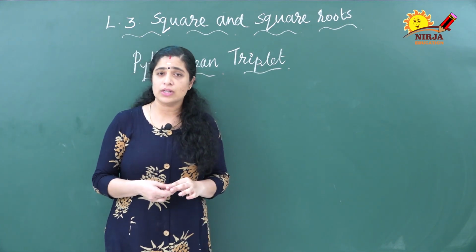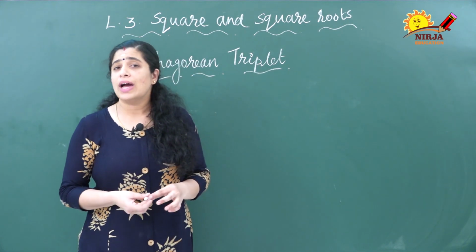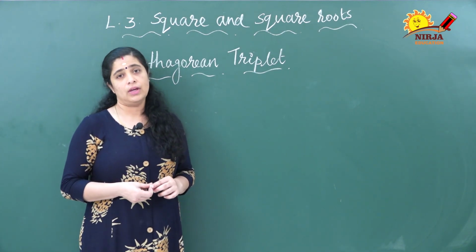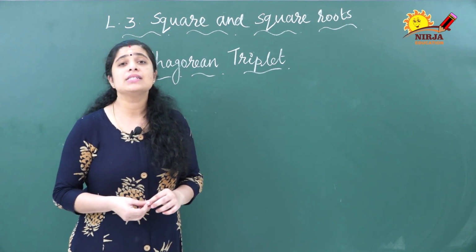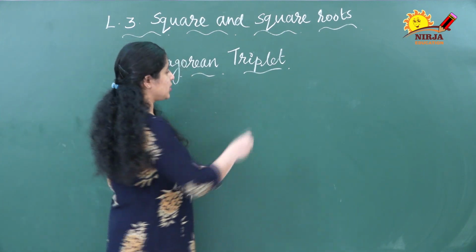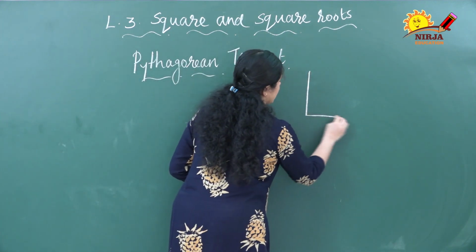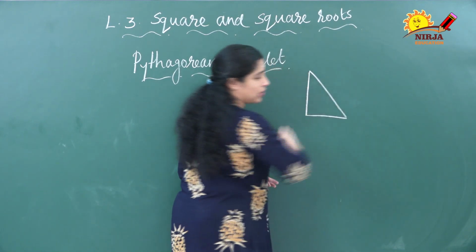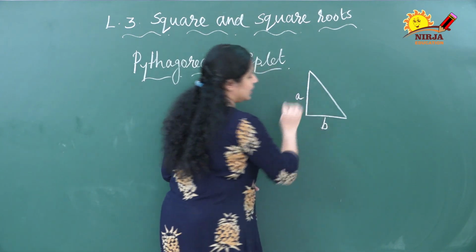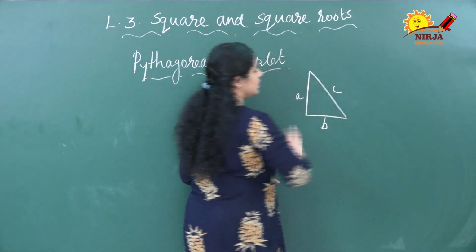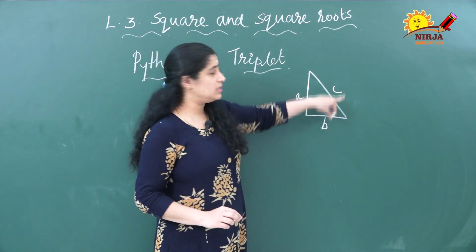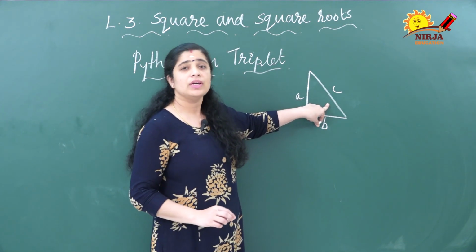Before going to the Pythagorean triplet, we will see, you have already learned one theorem, that is the Pythagorean theorem. What is the Pythagorean theorem? Yes, it is applicable only for a right angle triangle. I am going to draw one right angle triangle here. Suppose the length of this side is A, the length of this side is B, and the length of this side is C. You know that this C is the hypotenuse of the triangle.